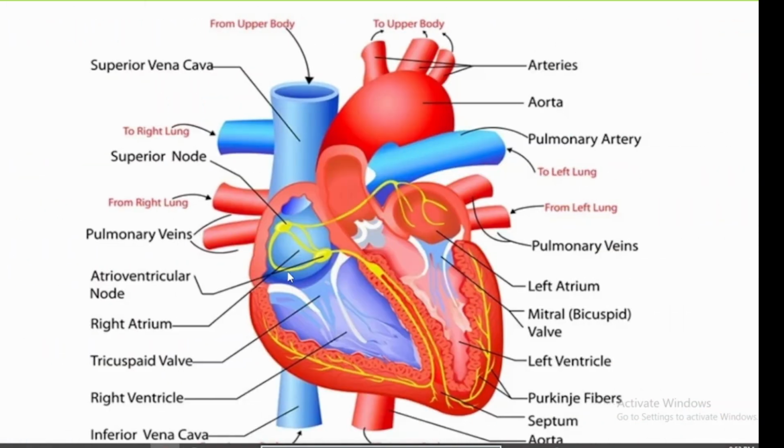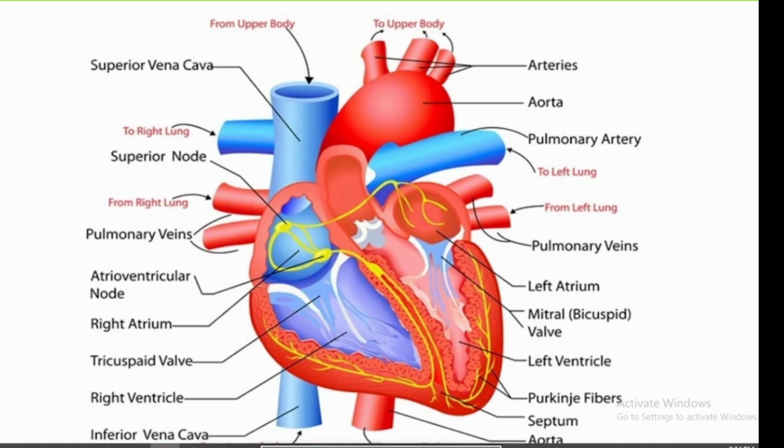Very good. So here we can see our heart beautifully labeled for us. We have the aorta, the pulmonary artery, the pulmonary veins, left atrium, mitral valve, left ventricle, Purkinje fiber. Don't worry, we haven't spoken about Purkinje fiber because we didn't talk about the conduction system of the heart. Then we look at the septum, the aorta, the vena cava, and all these other structures. All right, so now let's use this picture to explain the systemic and the pulmonary circulation.